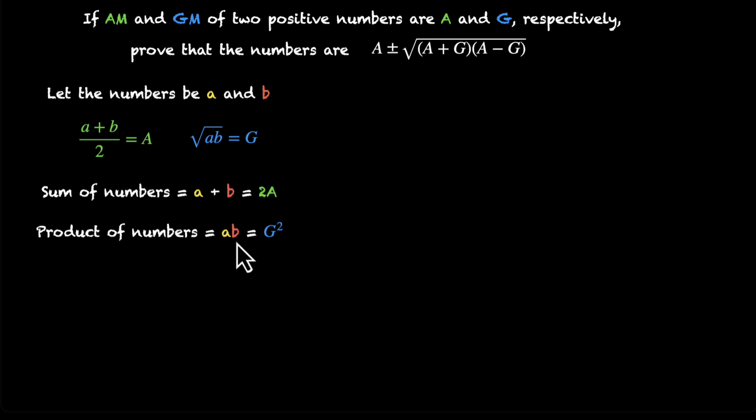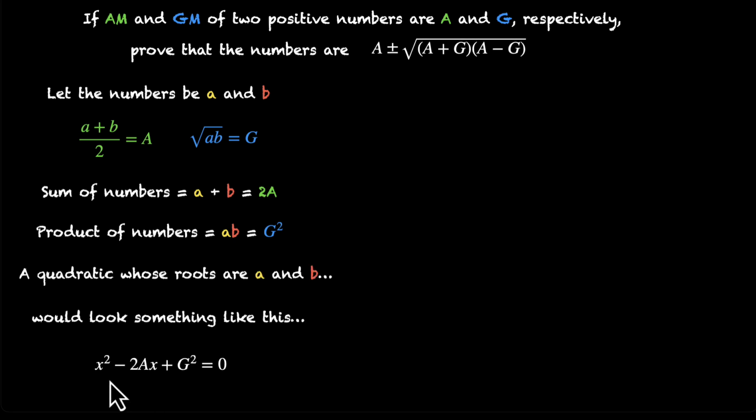And now what we'll do is, we'll create a quadratic equation whose roots are a and b. So if the sum of those roots is 2A and if the product is G square, the quadratic equation will look something like this: x square minus 2Ax plus G square. The sum of roots is 2A and product is G square. Now our job is to solve this quadratic equation. So let's do that. Let's use the discriminant formula.